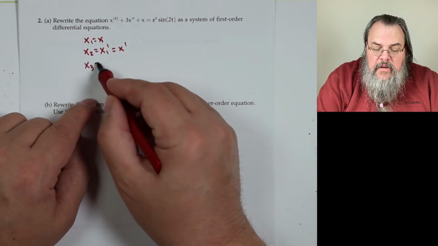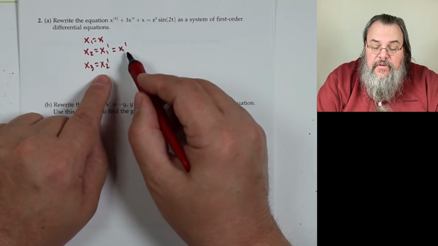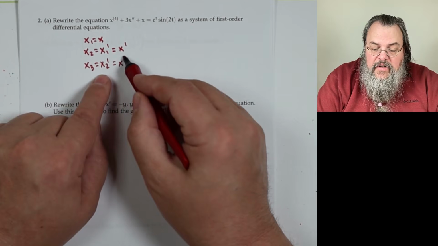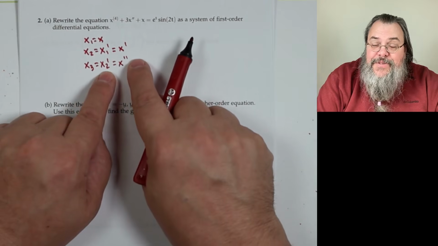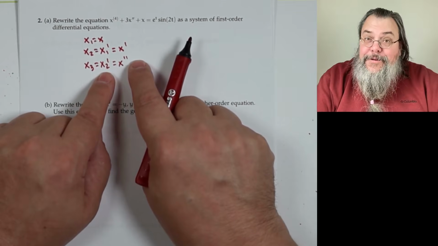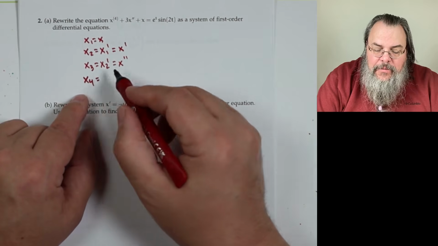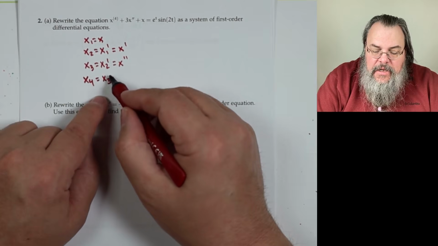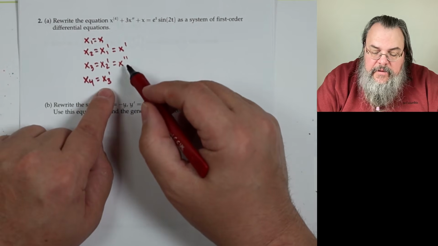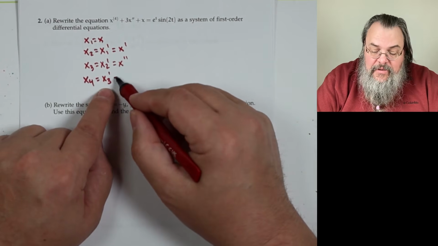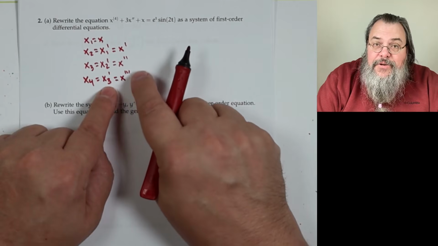x3 is the derivative of x2. Now, what is x2? x2 is x prime, so that gives us x double prime. So see how this 2 matches with the number of primes? Not a coincidence. That's meant to happen. Now, x4. What is that? That's x3 prime, right? We want the derivative of the previous one. What is x3? x double prime. So this is x triple prime. So notice this 3 here matches that number of derivatives there.